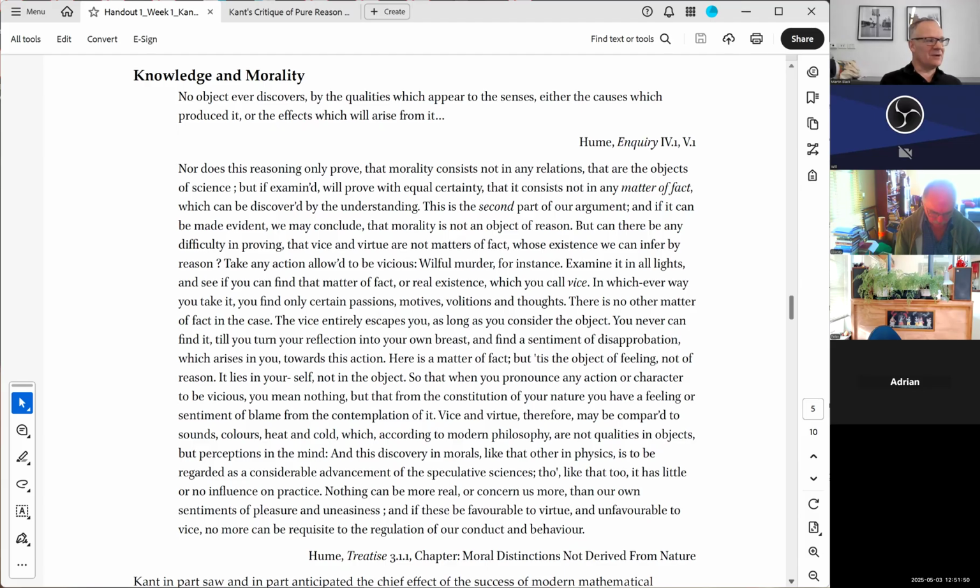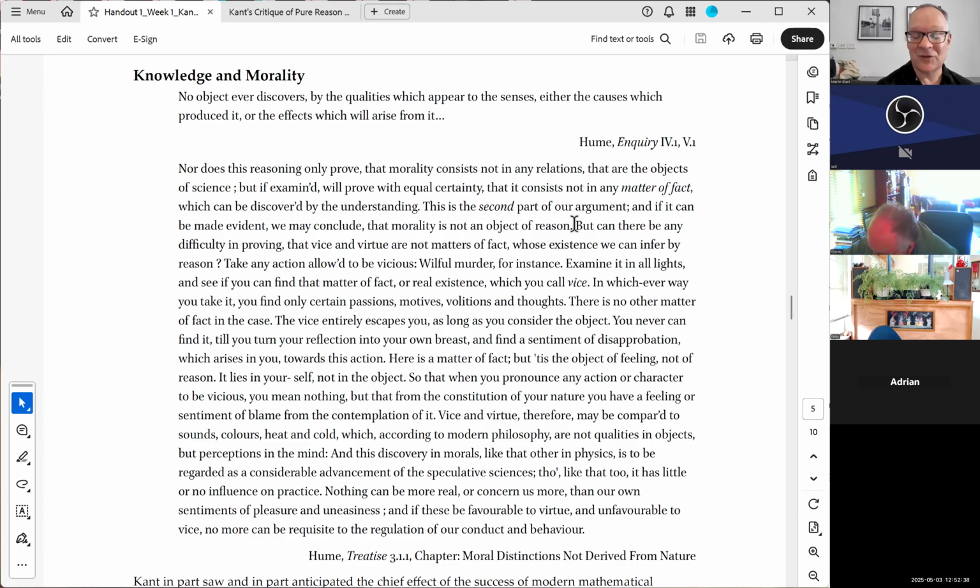Right? So that's a denial of the philosophical tradition back to Socrates, who is arguing that we can reason about our ends. And Hume is a very vivid writer. He's much less boring than certain German metaphysicians we could mention. And as we'll see, okay, so we're in the middle of an argument. If we start from the third line down, this is the second part of our argument. "If it can be made evident, we may conclude morality is not an object of reason." Okay, but can there be any difficulty in proving that vice and virtues are not matters of fact, whose existence we can infer by reason?